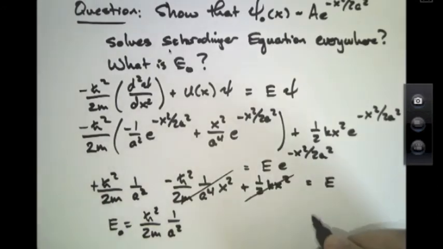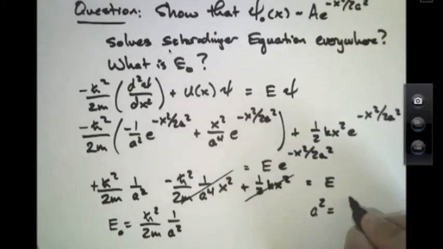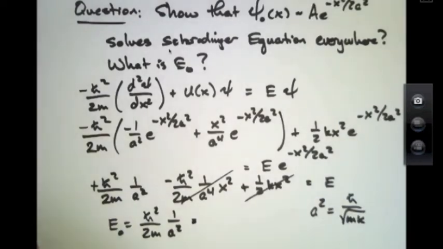Now I'm going to remember what a squared is. a squared is h bar over the square root of mk, k being the spring constant. So this works out to be one factor of h bar left up here, with a 2 down there, and there's a square root of k over m.